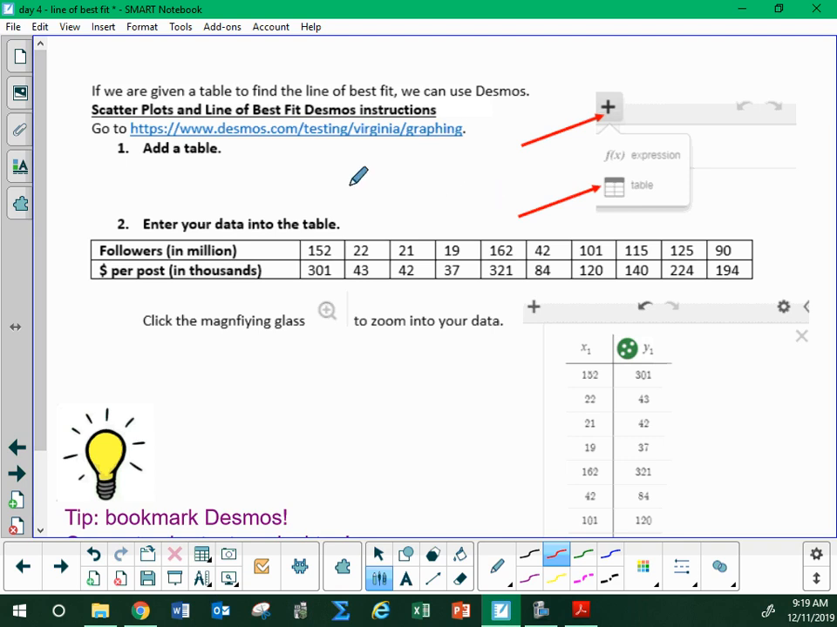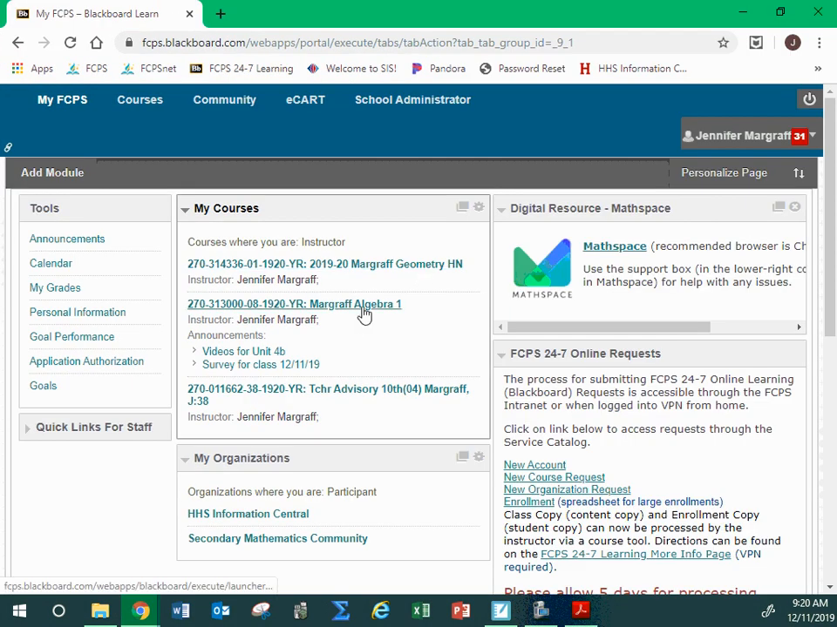So the first thing that I want you to do is to go to Blackboard. I've created a link for Desmos up on Blackboard. So it's a little bit easier for you to get to it. Yeah, so go to our actual Algebra 1 class. I'm going to bring it up here. So this is Algebra 1.